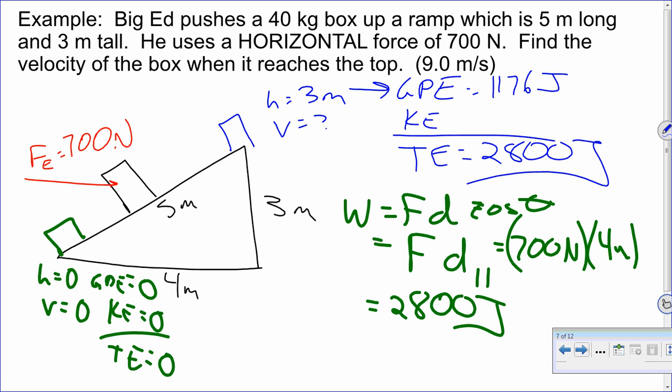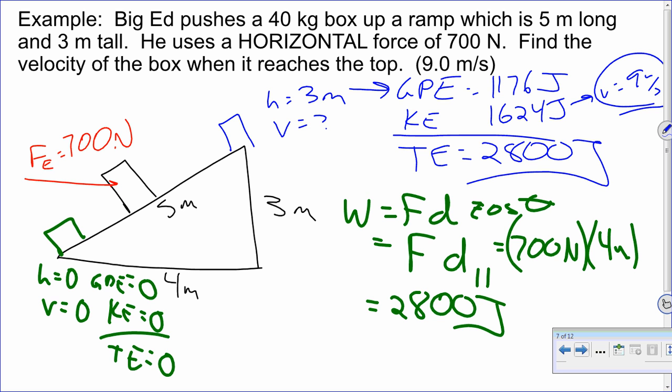And so now I can find my kinetic energy, right? And it turns out to be what, 1624? Yeah. And now you can find the velocity. No trig. Now, there will be problems where you have to do a little bit of trig, like we did yesterday, to find the height and that kind of stuff, but hopefully this will keep things a little bit simpler. Cool, you guys?